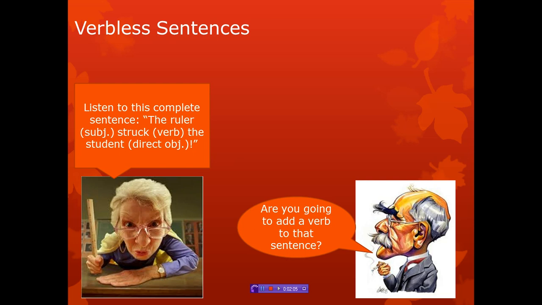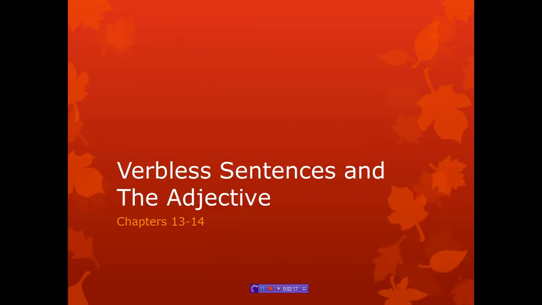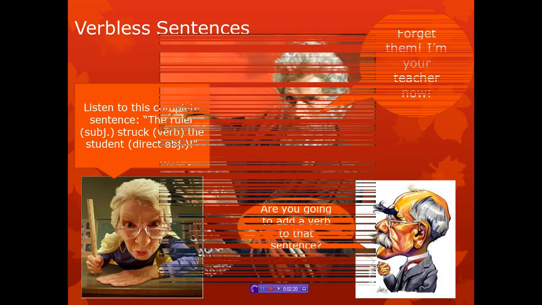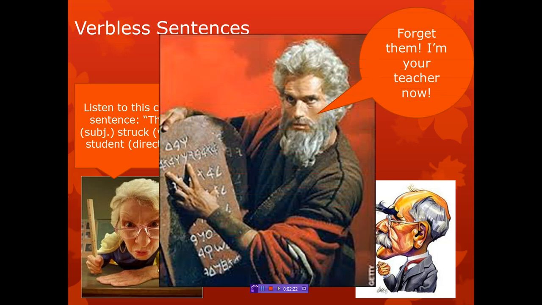So you see, in English, we need these parts of the sentences in order for them, in fact, to be complete sentences. But in Hebrew, things are a little bit different. So we need to have a new kind of teacher. Forget them. I'm your new teacher now. We need to listen to Moses, who's going to teach us a new way how to make sentences without verbs. So pay attention.